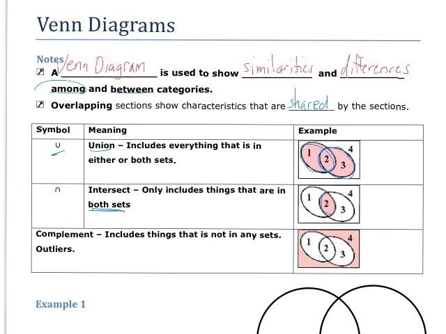Intersect only includes things that are in both sets. And that's just the two. That's the overlapping part. So intersecting is the overlapping part. It's the stuff in both sets. The last thing is the complement, and this is things that are not in any sets. You'll often hear these referred to as outliers, but we're going to learn the math term of complement. Notice here, 4 is not in any of those categories. It is the complement of sets 1 and 3.